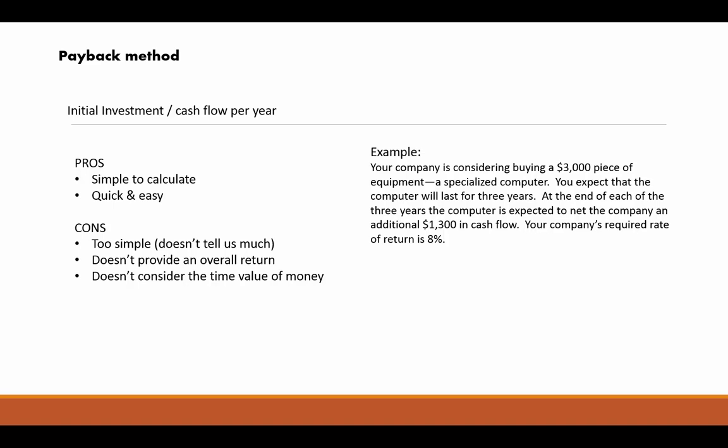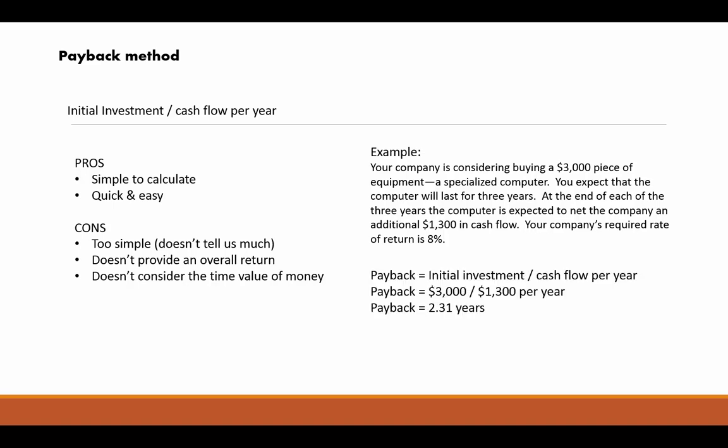We just take the initial investment of $3,000 and divide it by the cash flow per year, which is $1,300. And so there it is, the initial investment, $3,000 divided by $1,300 per year, gives us a payback of 2.31 years. Like I said, the real pro of this is it's simple to calculate and it's easy to explain.